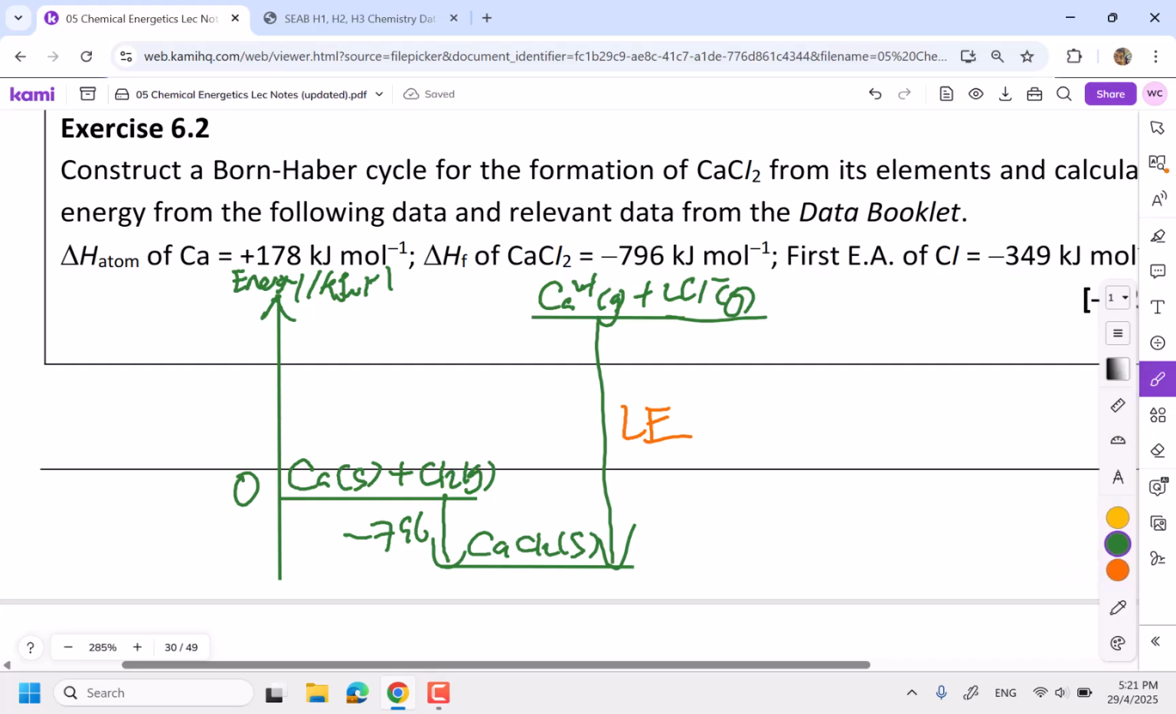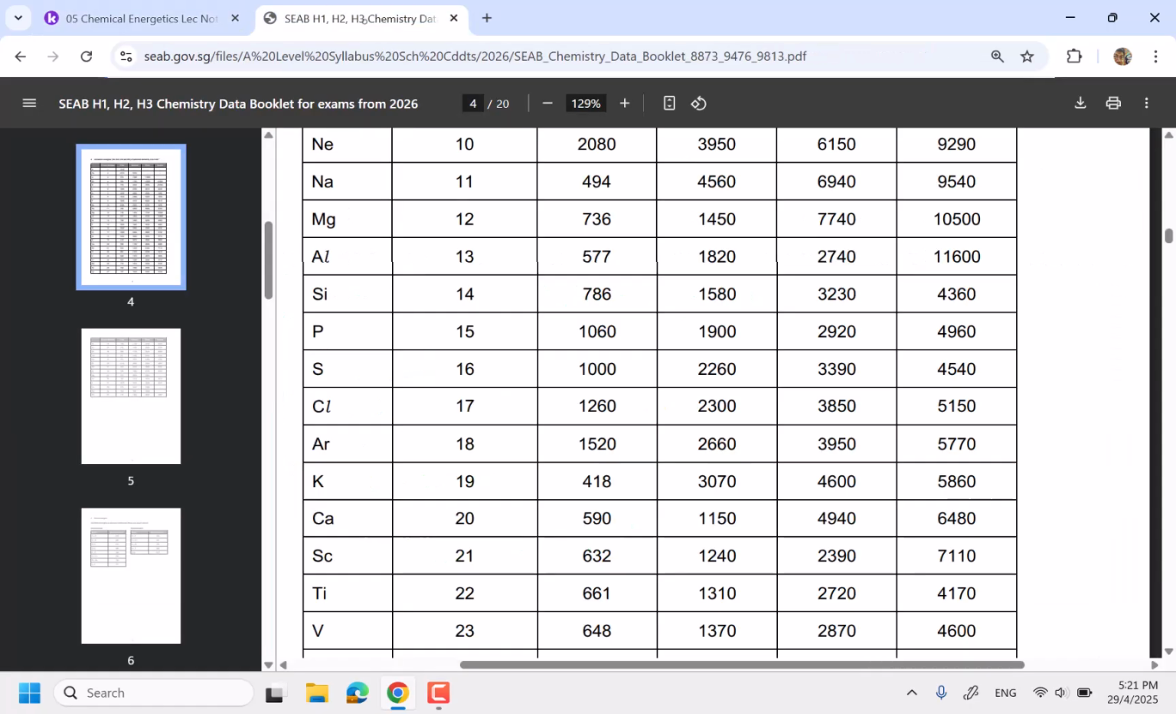Okay, then what I'm going to do now is I'm going to travel from here to here. Okay, so let's see what I'm going to do. So I'll color code with a different color. So first I will perform atomization. Okay, so atomization, I'm going to get Ca gaseous and chlorine. So chlorine, I need to look at the bond energy.